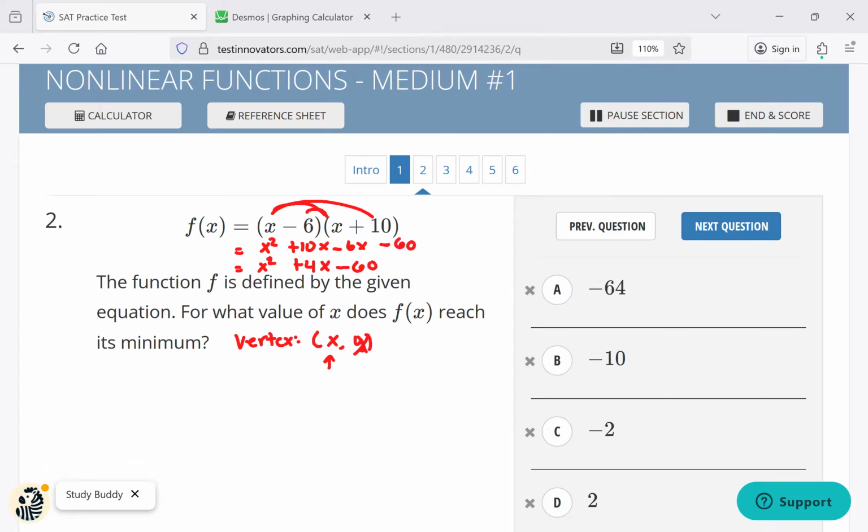Now, how do you find the x value of the vertex? Use the equation x equals the opposite of b over 2a. Go back to this equation. What is my a, my b, and my c value? My a is 1, my b is 4, c is negative 60. So the opposite of b, which is negative 4, over 2 times a, 2 times 1 is 2, which is negative 2. So it's going to be negative 2. You could have easily put this in Desmos, or you could have just done some algebra, whatever you prefer.